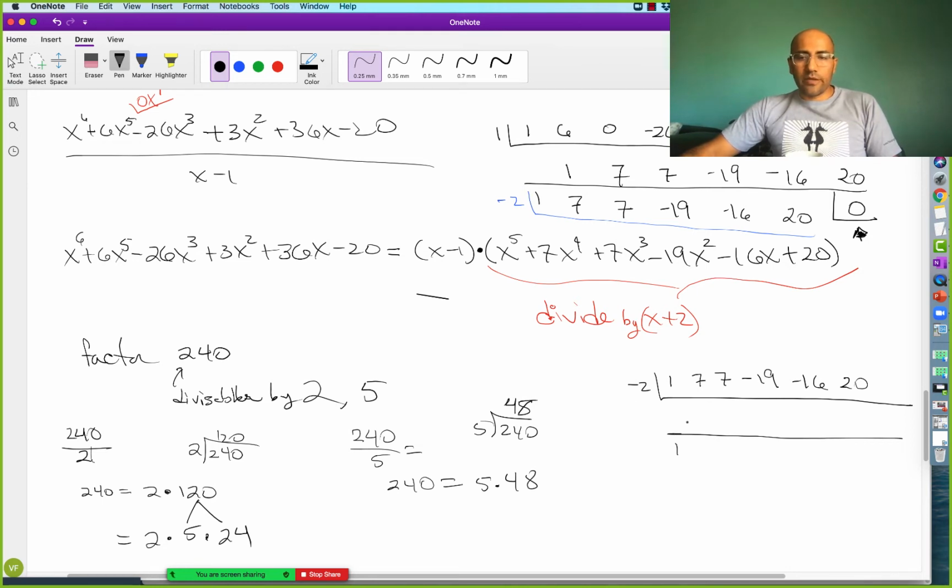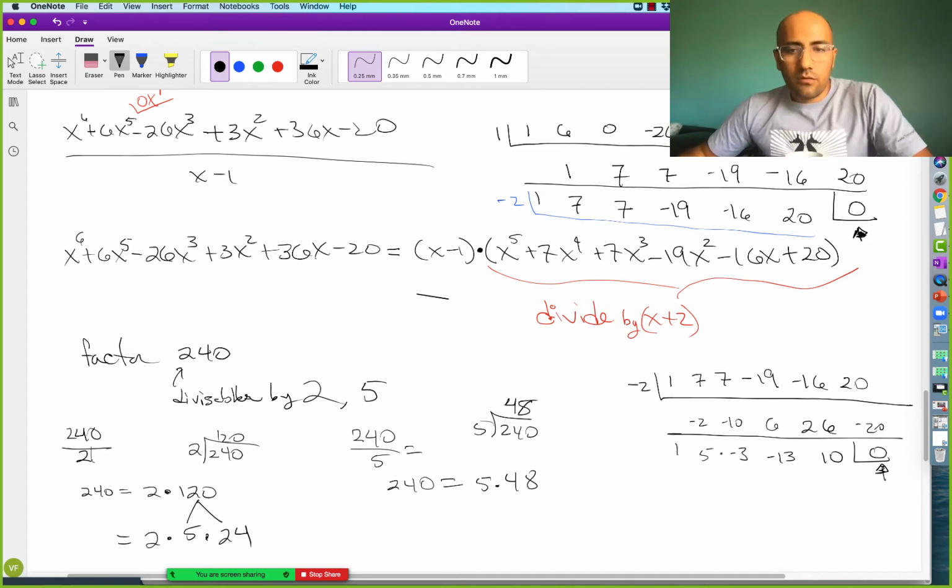Okay, so we put a 2 there, minus 2, that's a 5, that's a minus 10, that's going to be a minus 3, that's going to be a positive 6, that's going to be a negative 13, that's going to be a positive 26, that's going to be a positive 10, that's going to be a negative 20, and there, you get a 0.